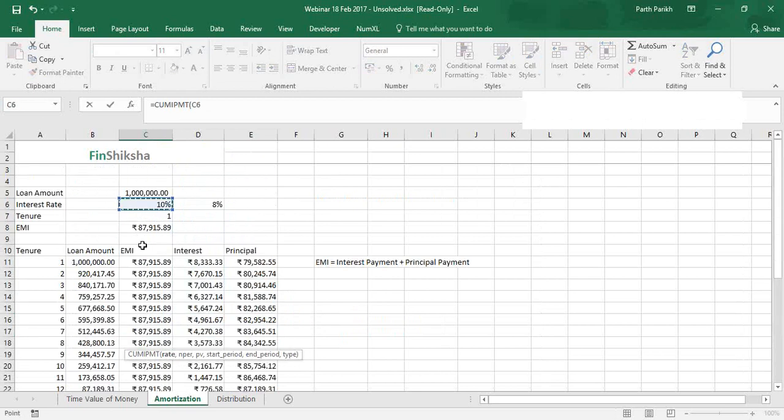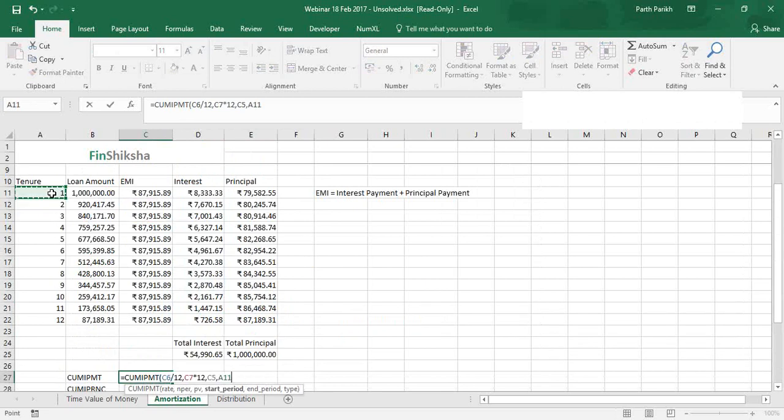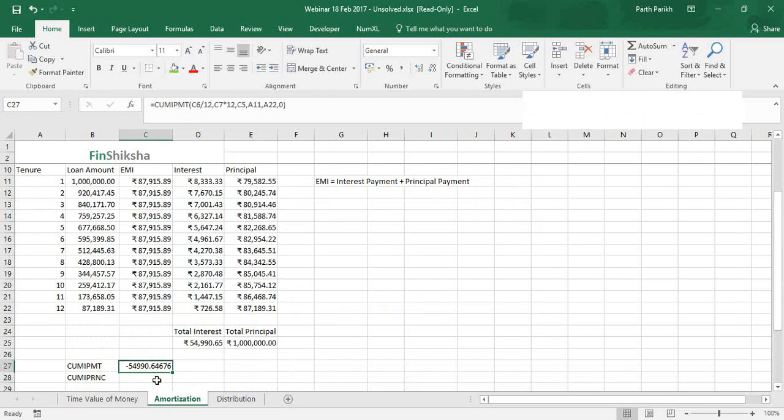I will start with my rate divided by 12, number of periods which is 1 multiplied by 12, PV is my 10 lakhs, my start period is 1 and my last period is 12. I have paid at the end of the period and I'll close the bracket. It says I have paid a total of 54,990, which is the same as this.